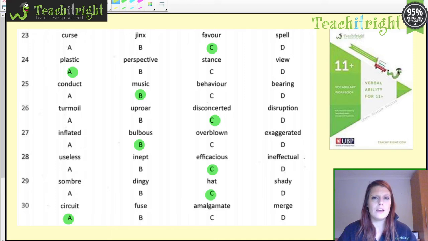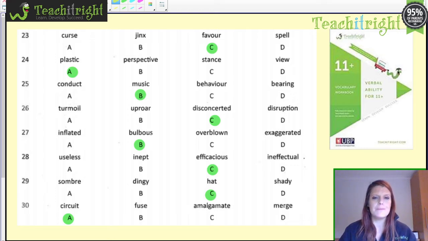And 23, the others mean types of magic spell. 24, the others are all ways of looking at things. You might have a particular stance on something, for example. 25, these describe somebody's behaviour. So bearing is a way of describing somebody's behaviour.